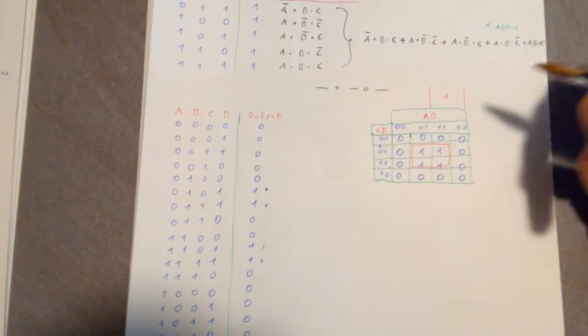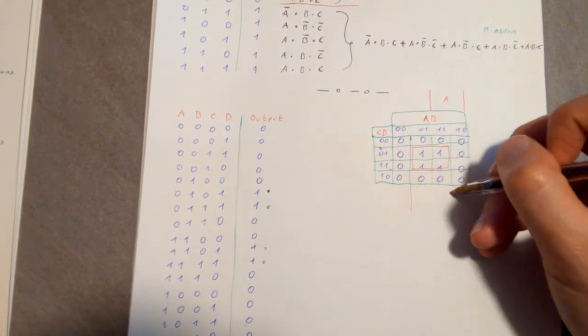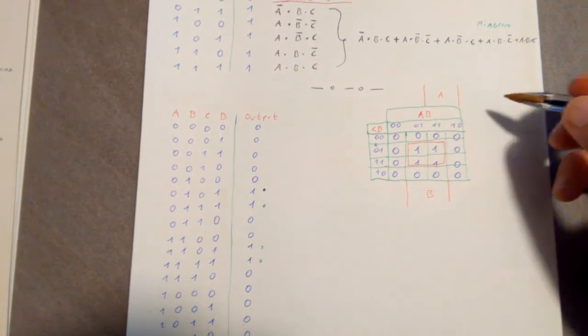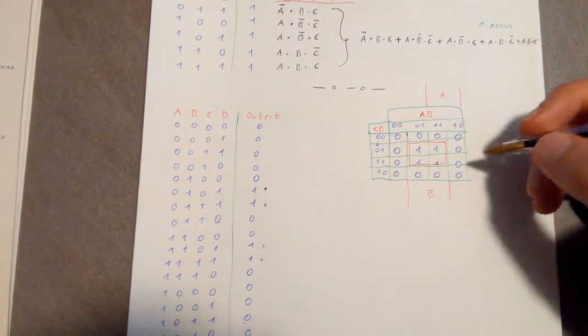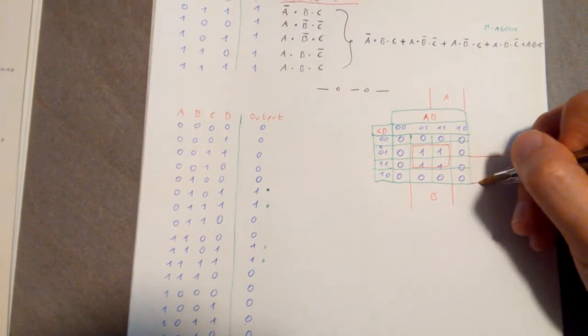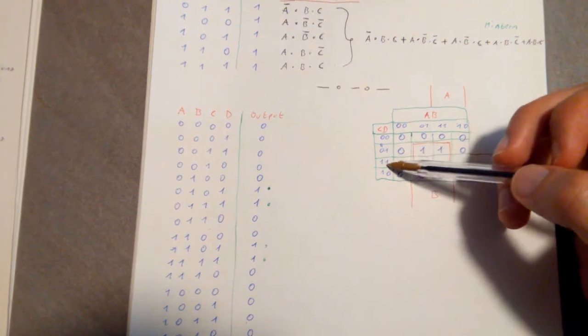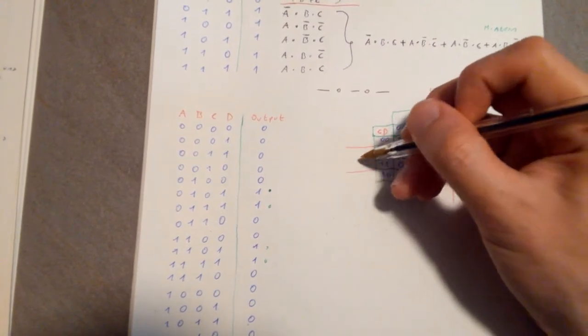Then I'm going to do the same thing for B. B is 1 here and here. So I'm going to put B down here. Then I'm going to do the same thing for C. C is 1 here and here. So I'm going to put C here. And D is 1 here and here. So I'm going to put D here.